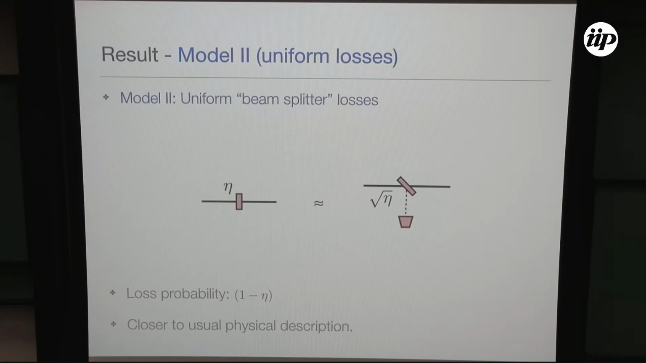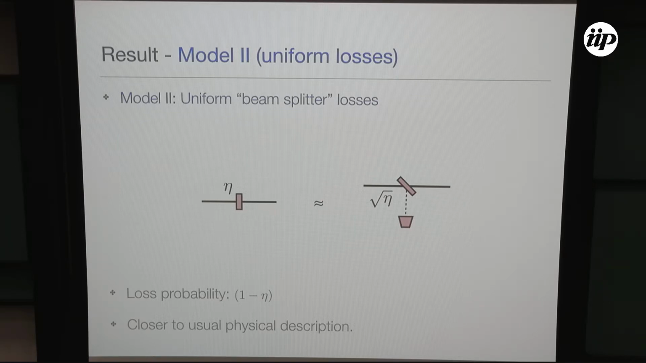Now, this was for this first model of fixed losses, but that's not the way that we usually model losses in optics. So here we now consider uniform beam splitter losses. What I mean by beam splitter losses is the following. You have some loss element eta, and the photon passes through here, it tosses a coin. With some probability eta, it goes on ahead. With some probability 1 minus eta, it gets lost.